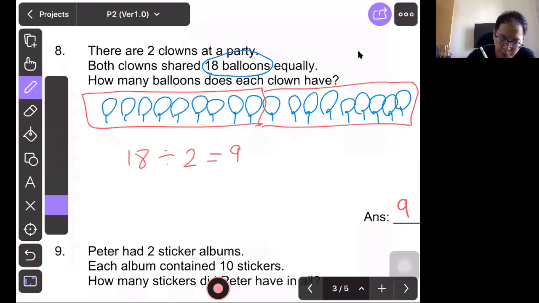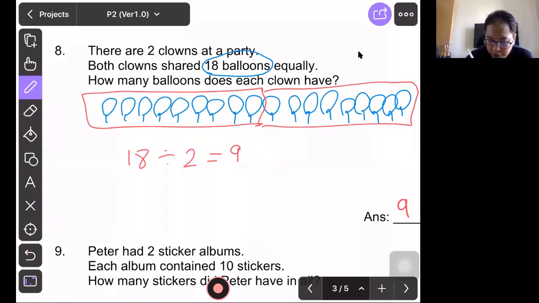Or another way is to put one balloon to each clown first. This for the first clown, second clown, first clown, second clown, and so on until all the balloons are shared. So the first clown receives 1, 2, 3, 4, 5, 6, 7, 8, 9. So 18 divided by 2 is equal to 9.